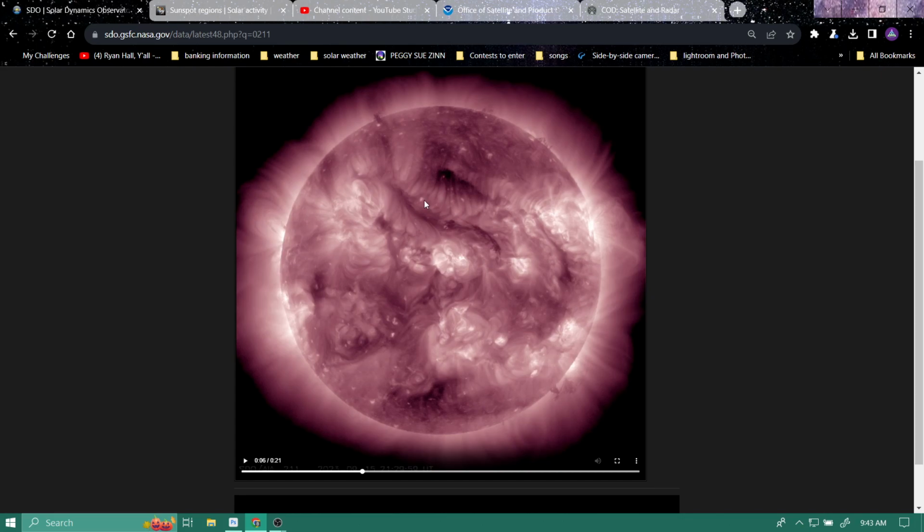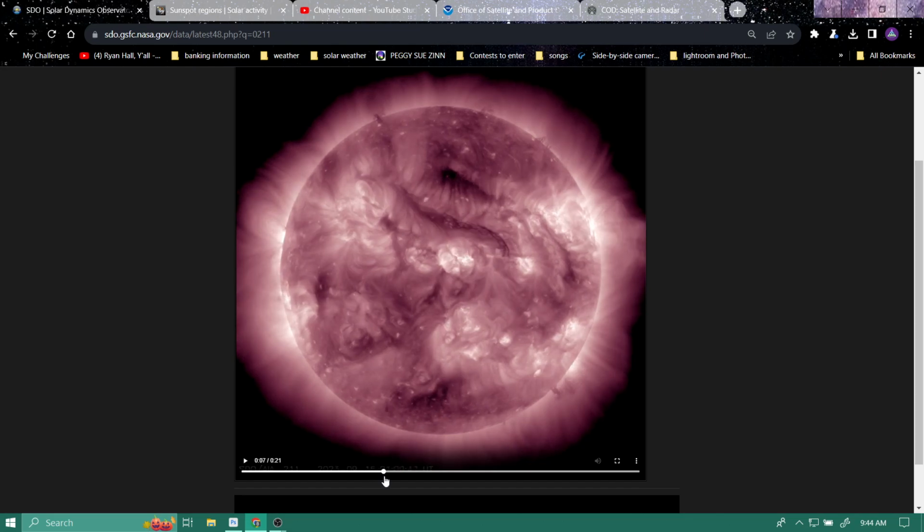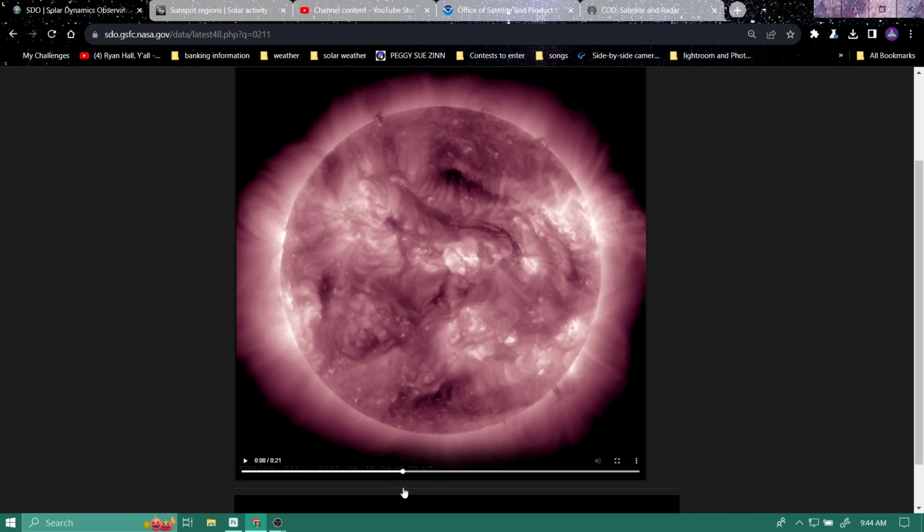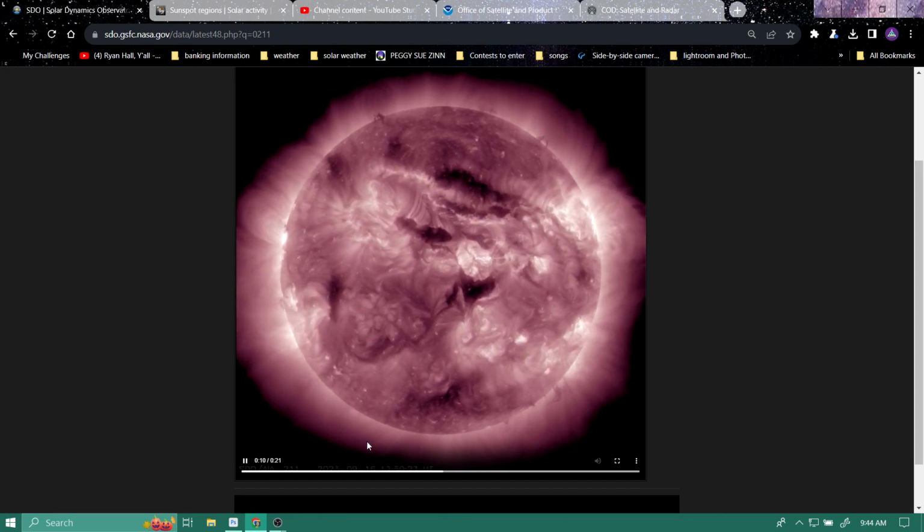I want you to look at the complexity right here and how high this is off the surface of the sun. Okay? I'm going to wheel this forward. That filament's lifting, and right there it starts to break. Okay, right here you can see it. All this stuff is breaking away. Oh, there it goes.